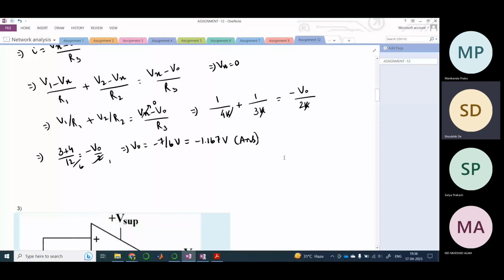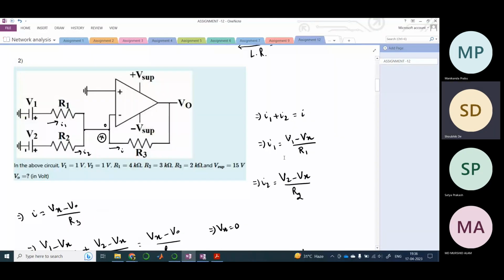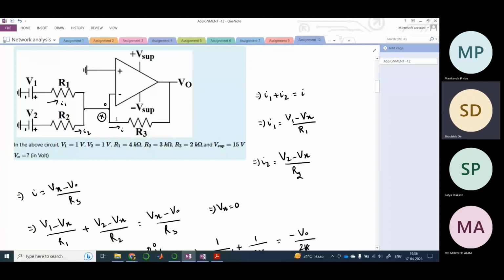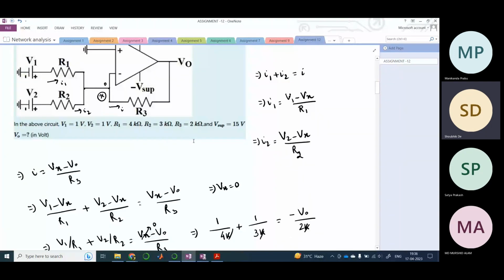I hope this is clear. Very simple problem, provided you understand this virtual shorting principle. So if this is clear, then we will move to the next problem. If you have any doubt, please do let me know right now. I'll just wait for a minute.